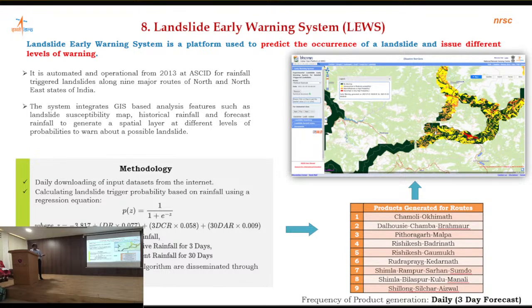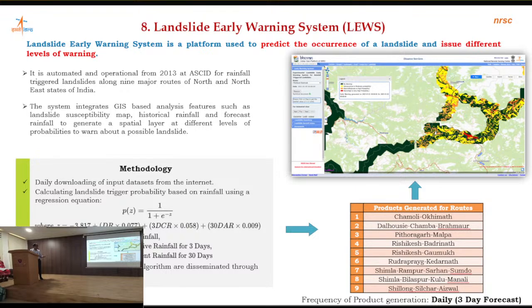So this is the route. In this route, for the next 3 days, is there any possibility of landslides occurring? This is also one of the interesting studies, where there is a landslide possibility or probability based on rainfall using the regression equation. So this is the equation.